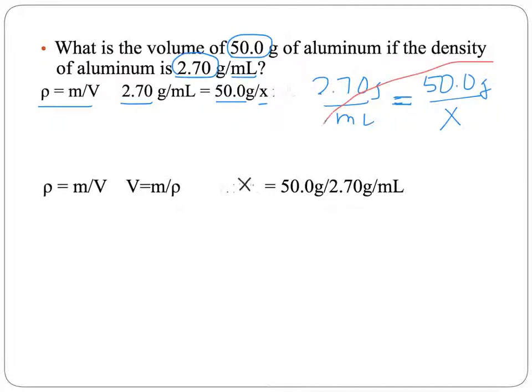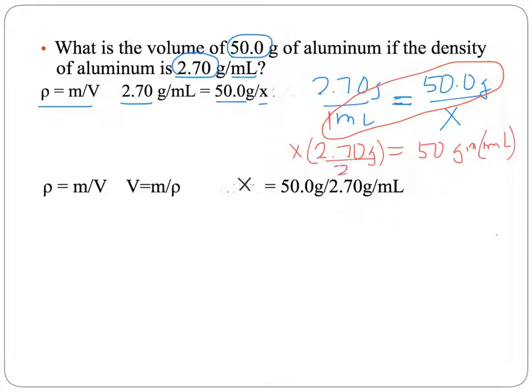So I could multiply the 50 times what is really 1 milliliter over here, so we get 50 grams times milliliters on one side of your equal sign. So we got 2 units times each other here. And then you've got 2.70 grams times x on the other. And then you just solve for x by dividing by 2.70 grams, and your grams will cancel out, and you're left with milliliters in your answer. So I'm really fond of cross multiplication. You multiply and then take the answer to the numerator side.